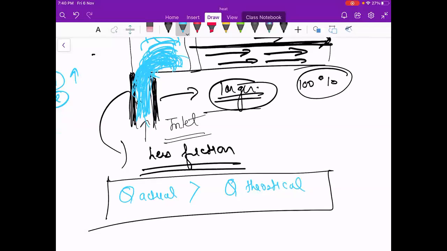So this is the thing. That is the coefficient of discharge and all. There are so many things. Basically you can say negative slip occurs. So for that, the delivery pipe diameter should be less. The suction pipe diameter should be high. So this is the thing.